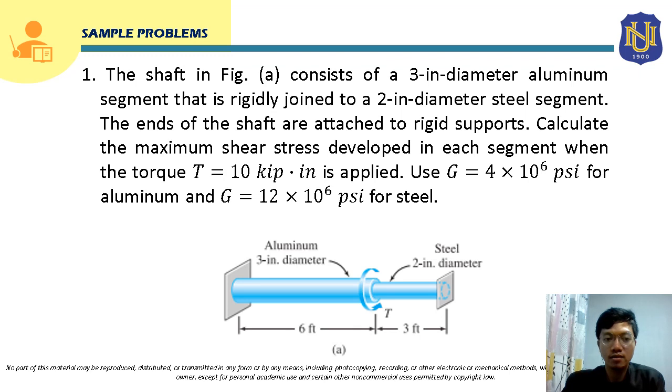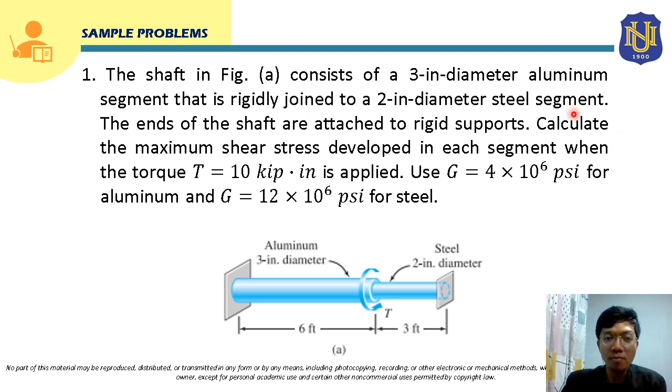Okay, so let's now solve this problem. The shaft in figure A consists of a 3-inch diameter aluminum segment that is rigidly joined to a 2-inch diameter steel segment. So this is the 3-inch diameter aluminum, and this is the 2-inch diameter steel segment. The ends of the shaft are attached to rigid supports, so these are fixed supports here at this end and also here at this end.